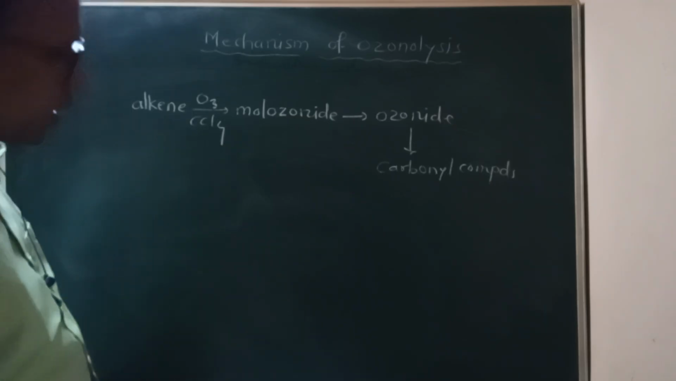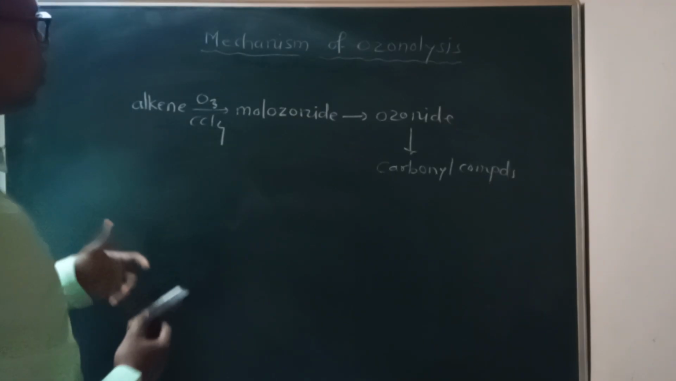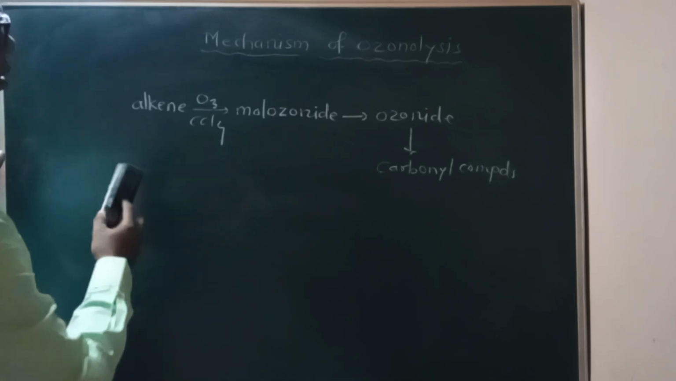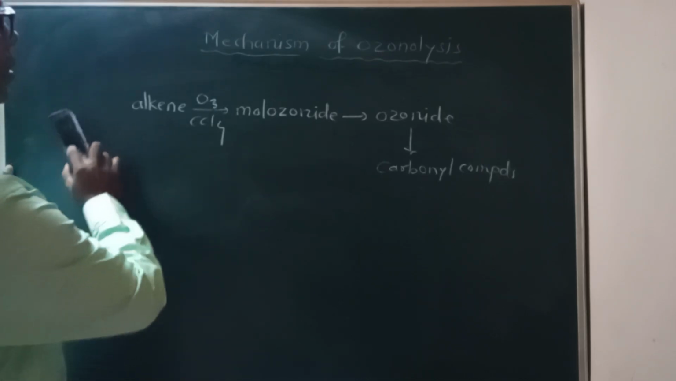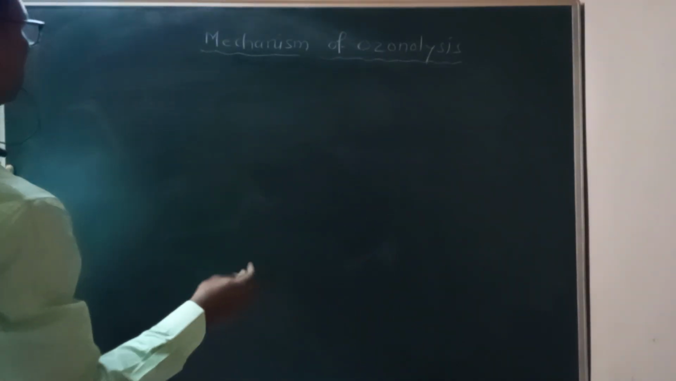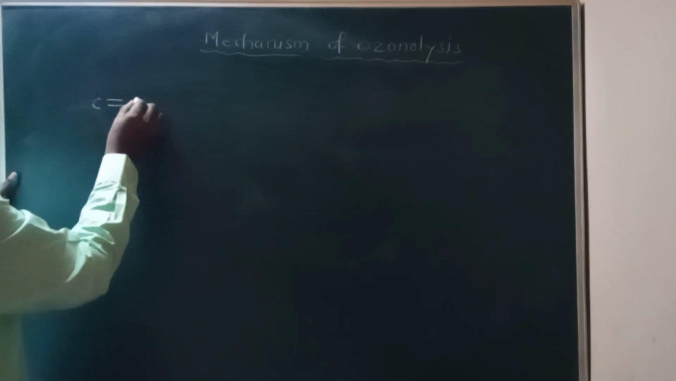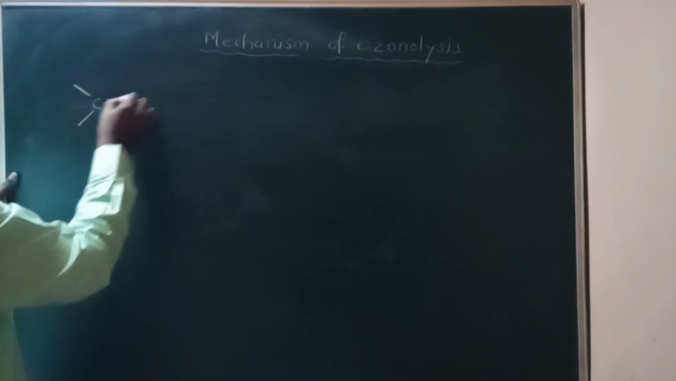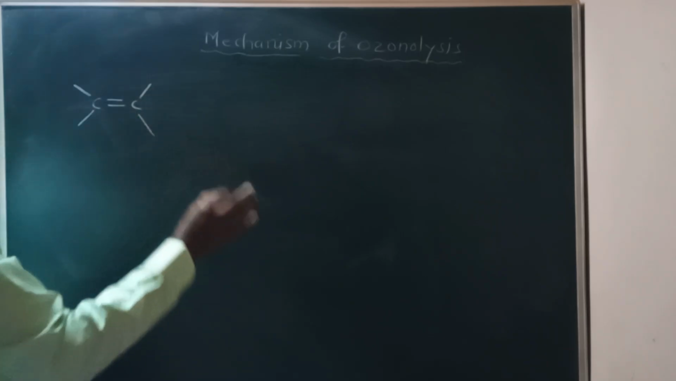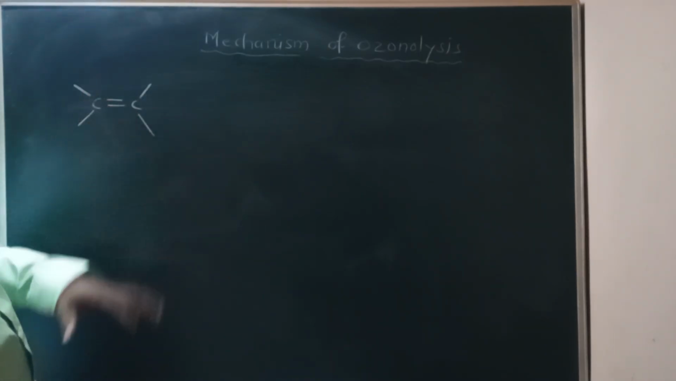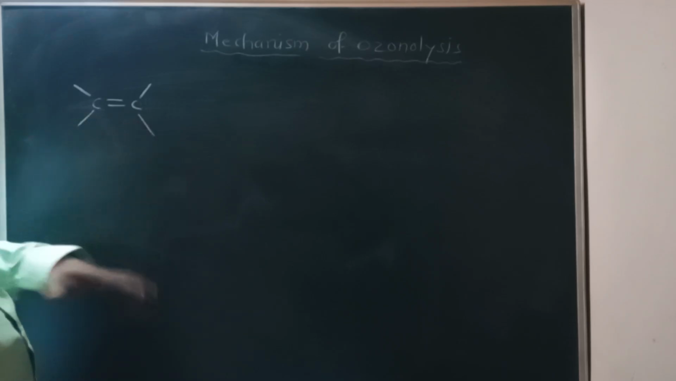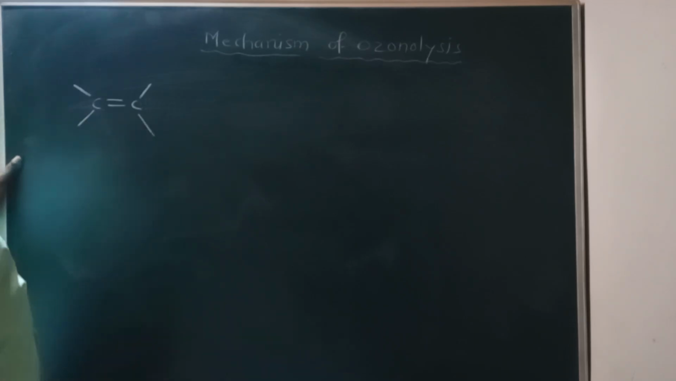Now let's see the actual mechanism of this reaction, how this ozone molecule gets added across the carbon-carbon double bond of an alkene. Let's have a general representation of an alkene: C double bond C, with substituents drawn as dashes. Alkenes are compounds which contain at least one carbon-carbon double bond in their molecule.